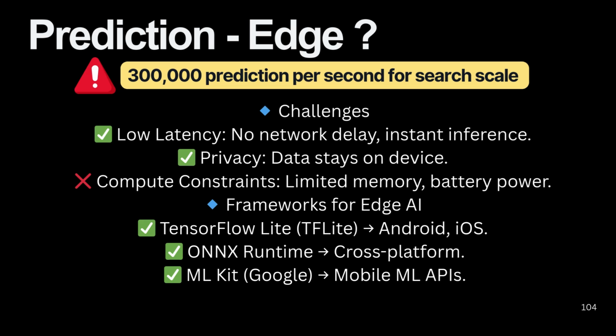So that's the problem with edge computing, because you can have only lightweight models. Some of the frameworks that you can use are TensorFlow Lite, ONNX Runtime, or ML Kit from Google, which is mostly used for mobile ML APIs.